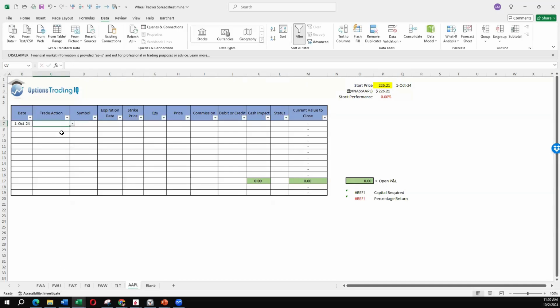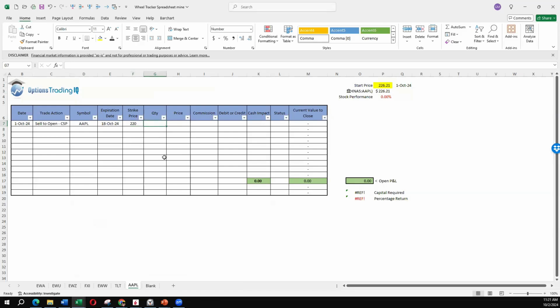And here we've got a couple of options to choose from. So sell to open, cash secured put would be our starting trade. In this case, we've got the Apple expiration date, whichever one you traded. Let's say the strike price was 220. Let's just change that so we can center it. So we sold one contract, maybe sold it for 2.15, and our commission was $1. Then it was a credit. And the cash impact is going to be our premium received, that times 100 times the price plus the commission. So we received that, and then we're going to say it's open.